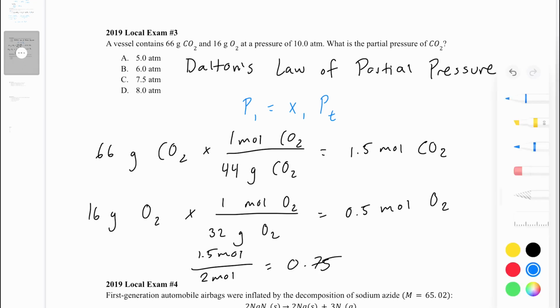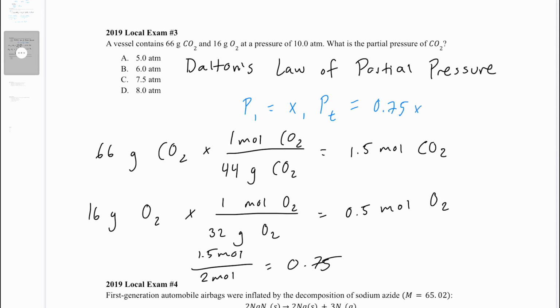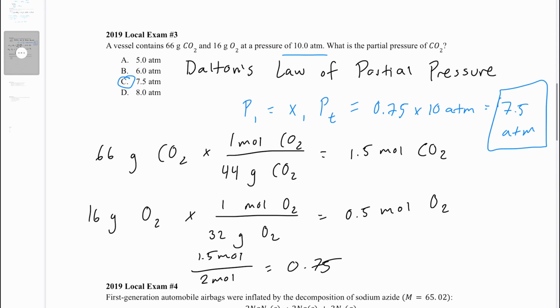Let's plug that information into our equation here. So we know our mole fraction is now 0.75, and we're given the total pressure. It's given in the problem statement, and that's 10 atmospheres. And so that comes out to 7.5 atmospheres of pressure. That is the partial pressure of the carbon dioxide. So our answer is C. Let's go to question 4.